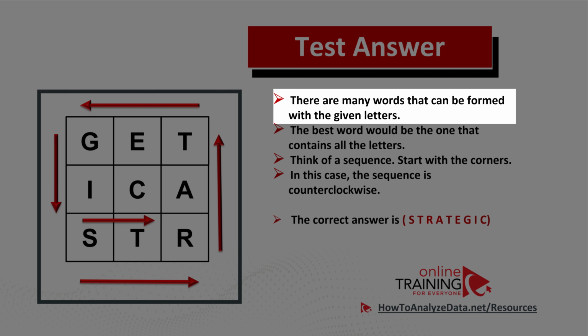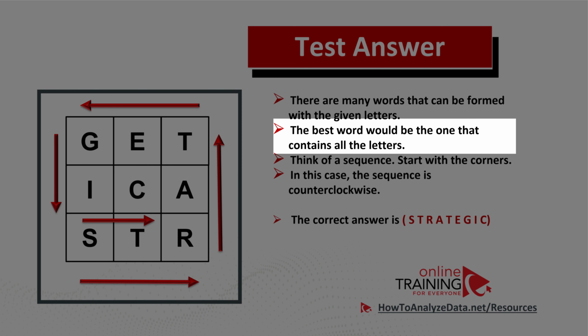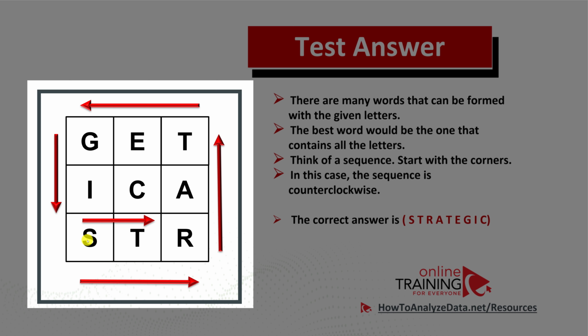Obviously, there are a lot of different words that could be formed with the given letters. But what you need to do as part of the test is to find the word that best matches all the letters presented. You should start looking in the corners, and in this case, the pattern is counterclockwise.